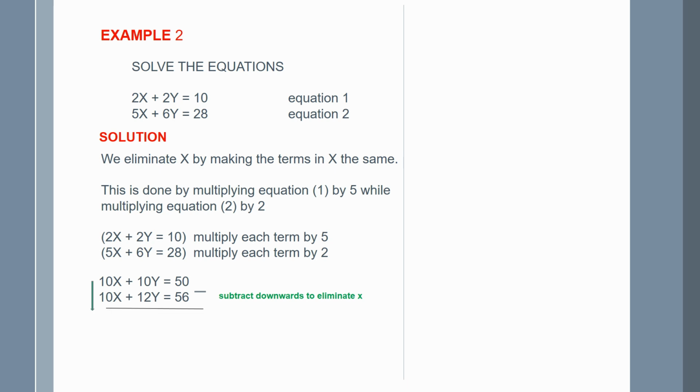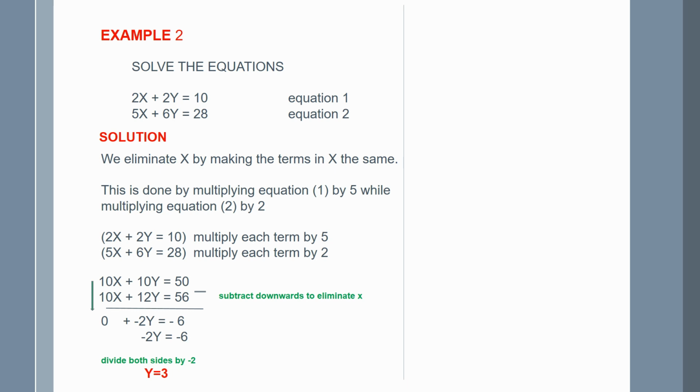While 10y, take away 12y will give us negative 2y. On the right hand side, 50, take away 56 is negative 6. So negative 2y is equal to negative 6. And we divide both sides by negative 2. Clearly, y is 3.